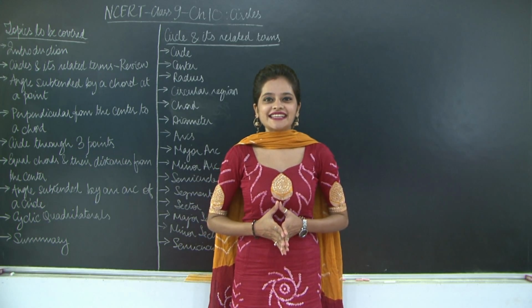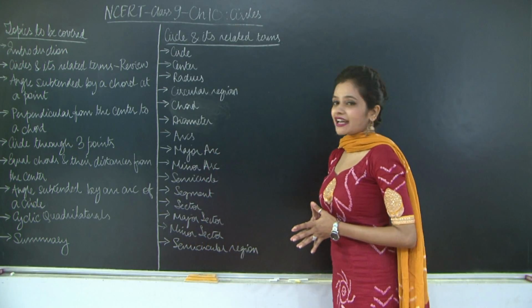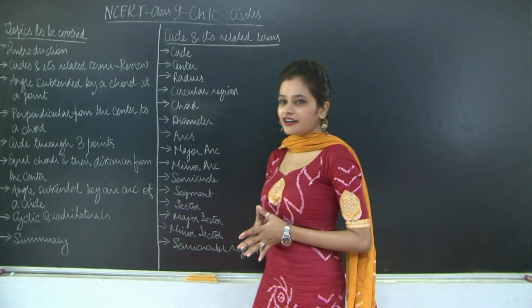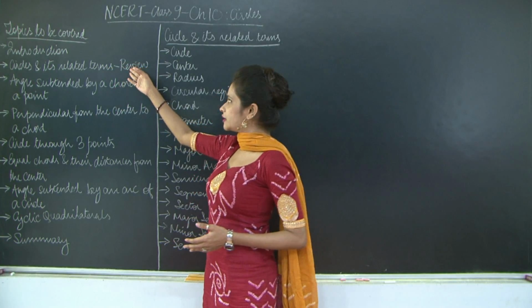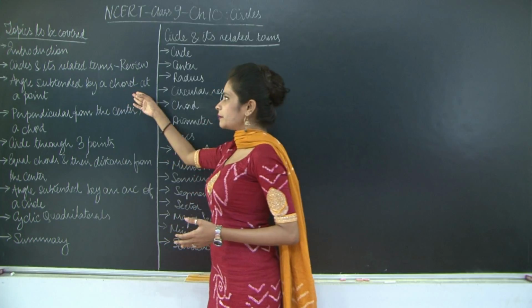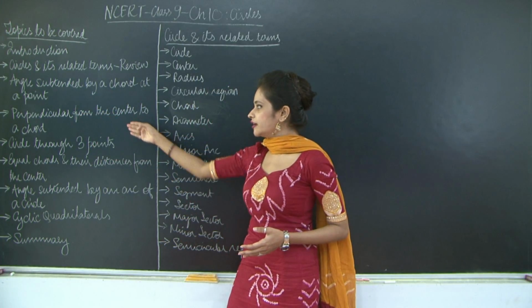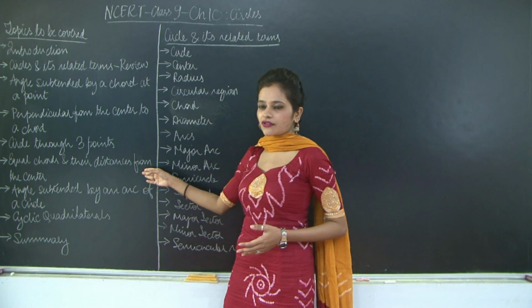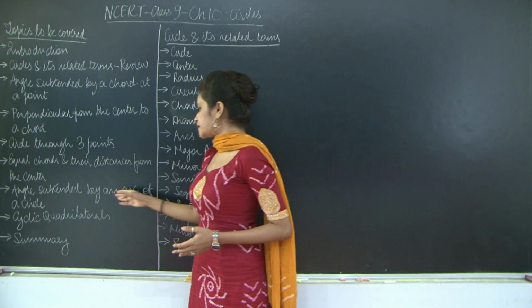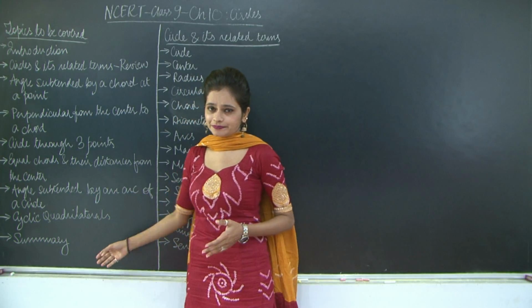Hello students, let us start with a new chapter, that is chapter 10 of your textbooks, circles. And the topics to be covered in this chapter are the introduction, circle and its related terms, a complete review, then angles subtended by a chord at a point, perpendicular from the center to a chord, circle through 3 points, equal chords and their distances from the center, angles subtended by an arc of a circle, cyclic quadrilaterals and summary.